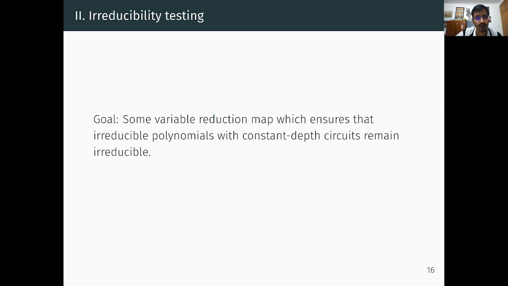Let's move on to the second application, which is irreducibility testing. And the goal is simple. We care about maintaining irreducibility of constant depth circuits.